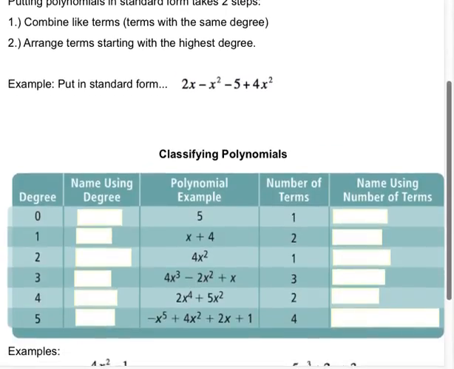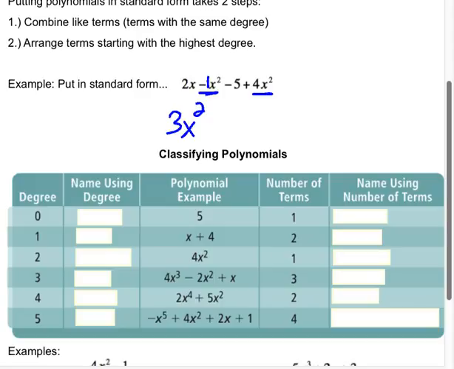So here, the way that I do it is I arrange them and combine like terms at the same time. Let me show you what I mean. So here, I identified that my highest power is 2, okay? So I look for everything that has an x squared, okay? So I have a negative 1x squared and a 4x squared. Well, that's going to become a 3x squared.